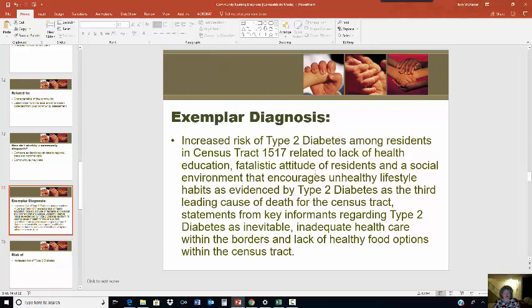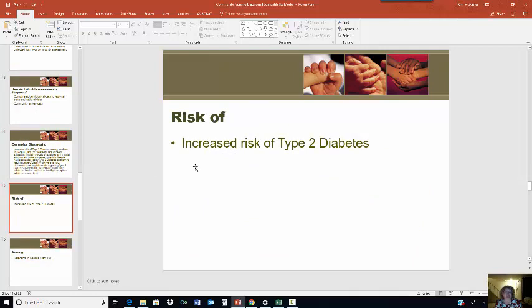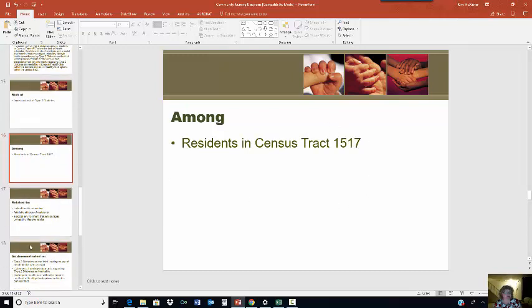So you have your problem, and you have your specific population, and so forth. And we're going to break this down. So the risk is the increased risk of type 2 diabetes. So we're looking at the people that don't have it yet. So there's an increased risk of people in this community to have diabetes, type 2 diabetes. And it's among the residents in census tract 1517. So here's your specific group of people.